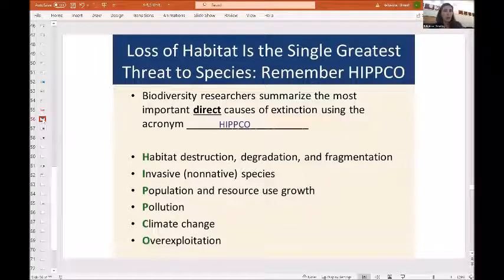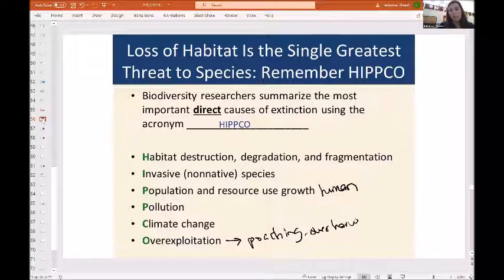Now, I told you about that acronym earlier, HIPCO or HIPPO plus C, however you want to say it. This is the best way that you can remember the important direct causes of extinction that biodiversity researchers know is happening. So H is habitat destruction, degradation, and fragmentation. I is invasive species or non-natives. P is population, so this is human population growth and then our resource use. The other P is pollution, C is climate change, and then O is over exploitation. So this is like poaching, over harvesting, etc.